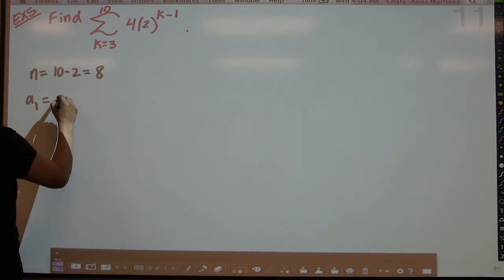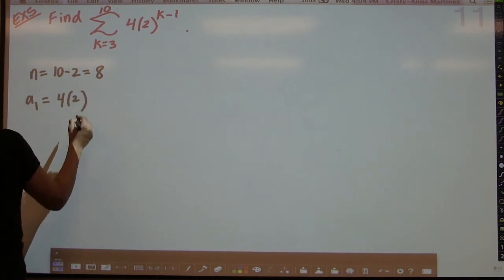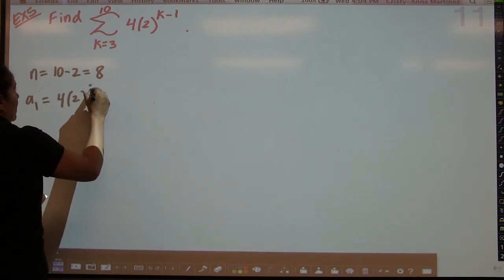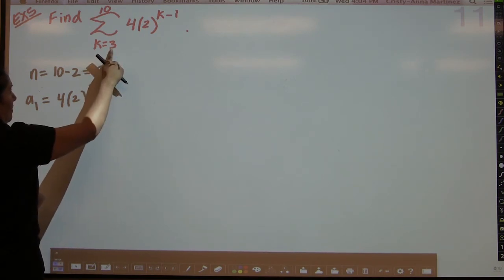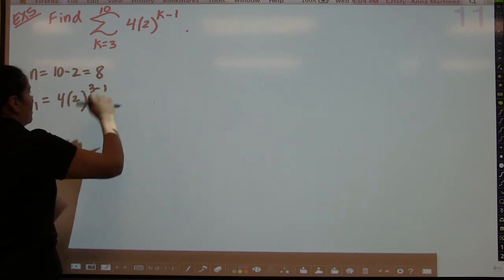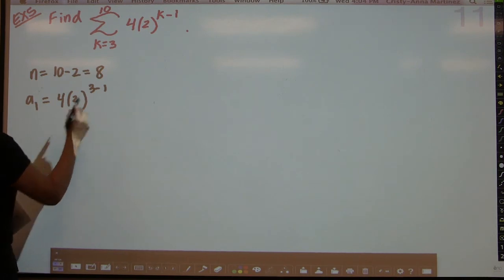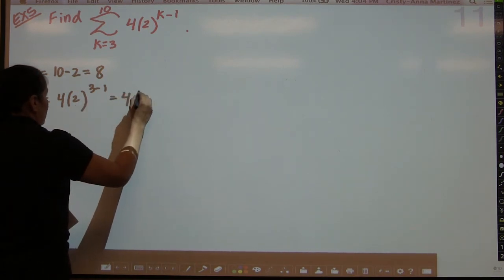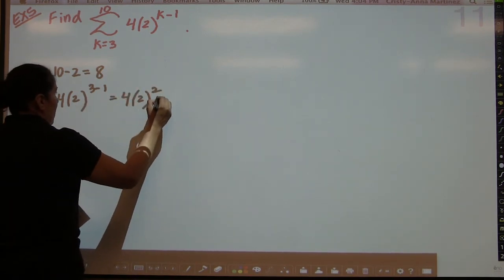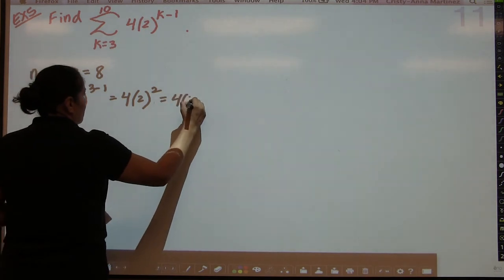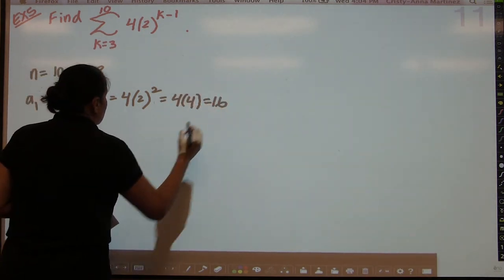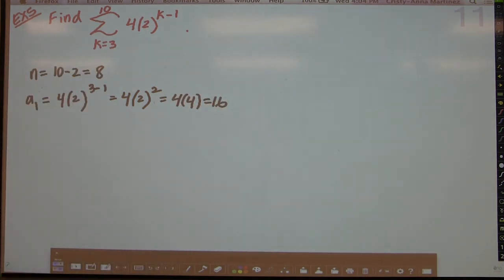A sub 1 is going to be 4 times 2 to the 3 minus 1 power, because we're starting with 3, the k value of 3 for our first term. So 3 minus 1, which is going to give us 4 times 2 to the second power, which is 4 times 4, which is 16.